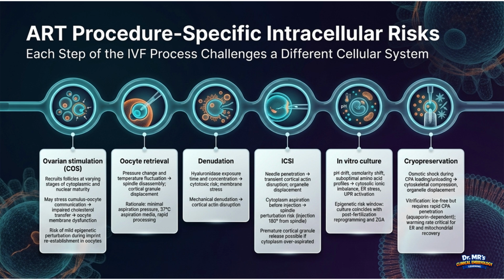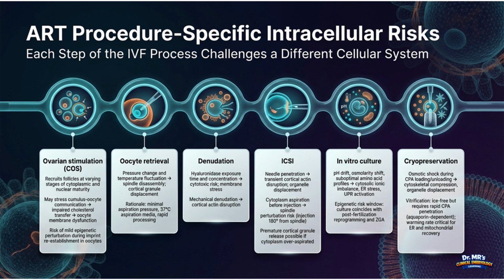If the aspiration pressure is too high, say, exceeding 150 millimeters of mercury, the velocity of the fluid moving through the needle creates extreme turbulence. This shear force can physically dismantle the delicate meiotic spindle just through mechanical vibration. It literally shakes the spindle apart. It does, and worse, that mechanical shock can displace the cortical granules away from the plasma membrane. If the granules aren't docked at the membrane, the oocyte cannot mount a proper cortical reaction to block polyspermy during IVF.